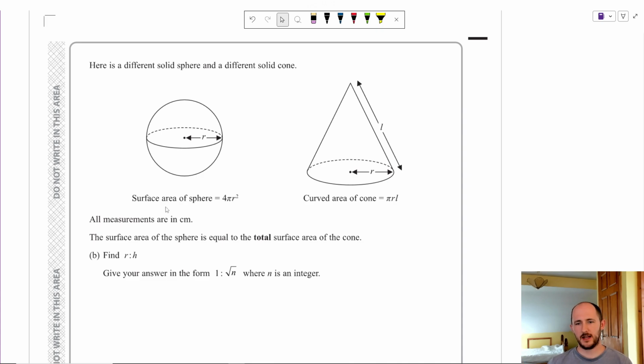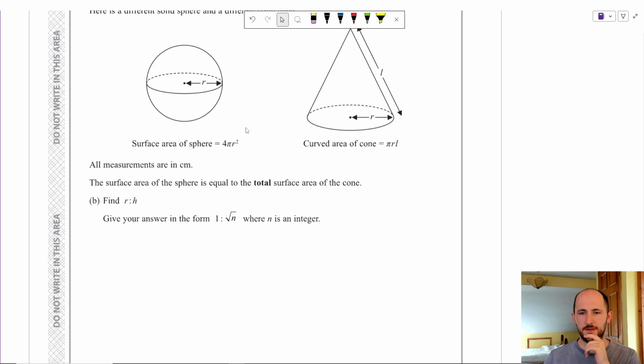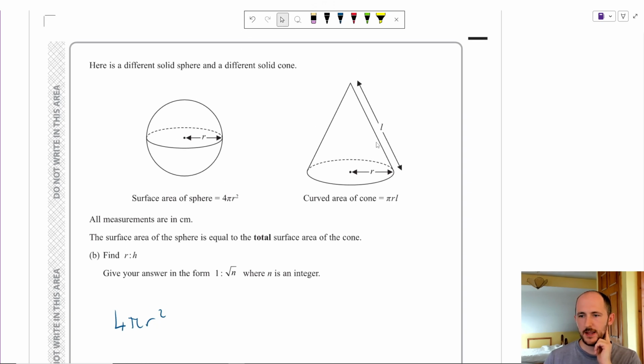Anyway, the surface area of the sphere is equal to the surface area of the cone, and they highlight the word total for another reason that came out about 10 years ago with surface areas of cones. And it says find R to H, and you're going to have a surd. Okay. So first of all, surface area of a sphere is just 4 pi r squared, nice and easy. Now, the surface area of a cone is a bit different, because it's pi rl.